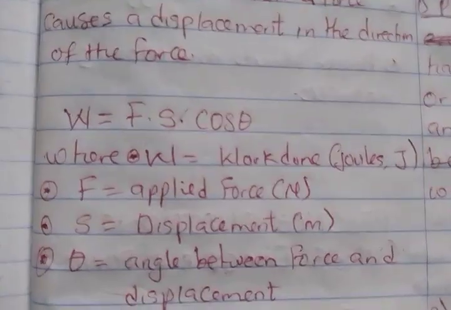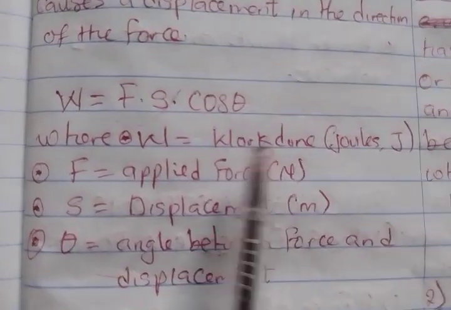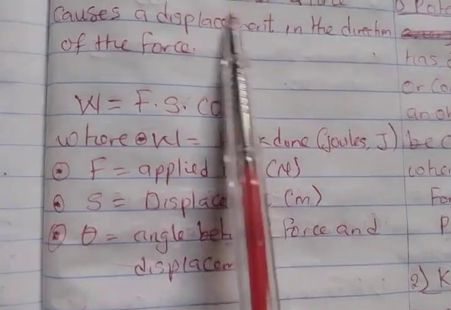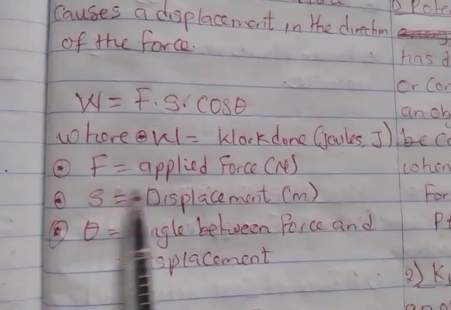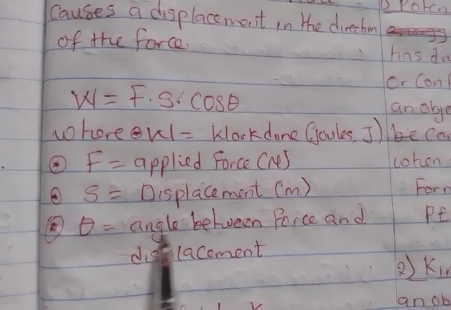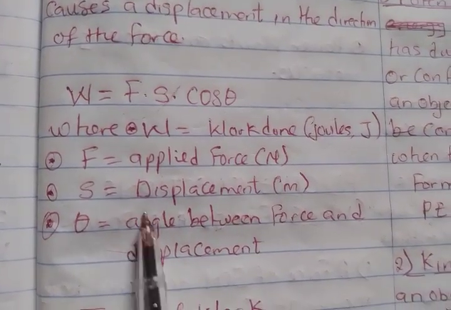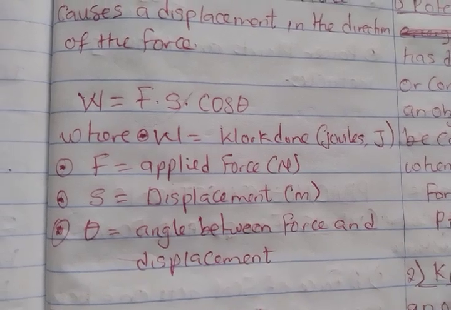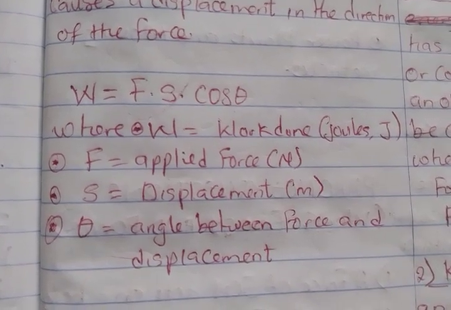So work equals force times distance, where W is the work done, in joule, because the SI unit of work done is joule. F is the applied force, S is the displacement in meter, and theta is the angle between the force and the displacement. That's when the force is acting at a particular angle.